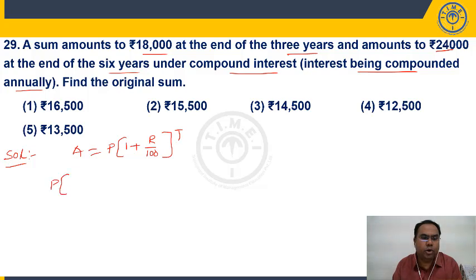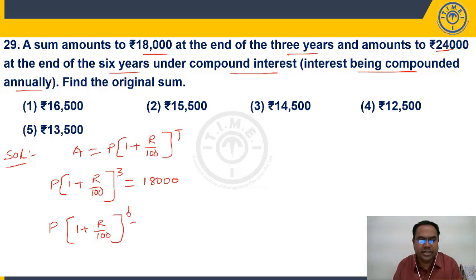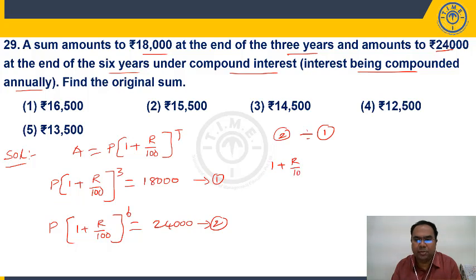Now, principal we don't know. P into 1 plus R by 100 for 3 years. If he is investing, it is getting 18,000 amount. Same if he is investing for 6 years, P into 1 plus R by 100, same principal for 6 years, 24,000. This is 1, this is 2. 2 divided by 1, what will happen? P will get cancelled. 1 plus R by 100 whole power 6 by 1 plus R by 100 whole power 3 is nothing but 1 plus R by 100 whole power 3 is equal to 24 by 18. Zeros will get cancelled. 6 4s are 24, 6 3s are 18.